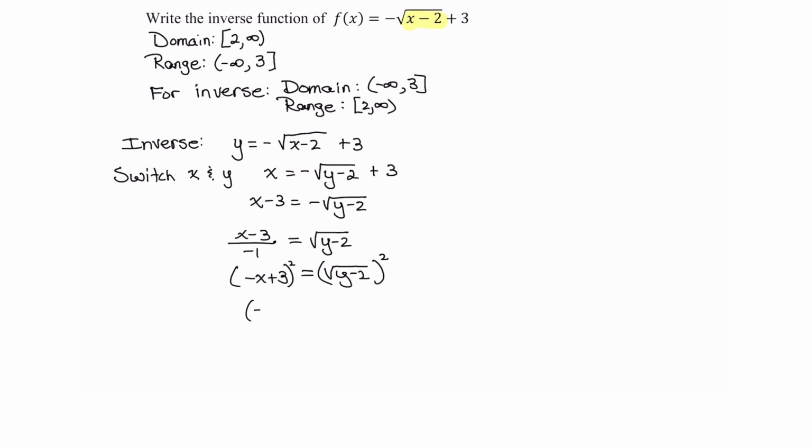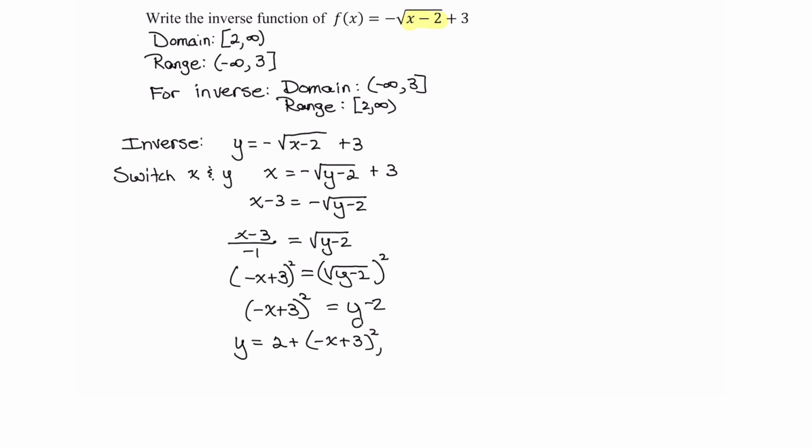So I have this quantity negative x plus 3 squared is equal to y minus 2. And then we'll go ahead and add 2 to both sides, and we get y is equal to 2 plus the quantity negative x plus 3 squared. Now, it almost looks like we would be done. However, this is not restricted only to what we need to have for the domain of this.